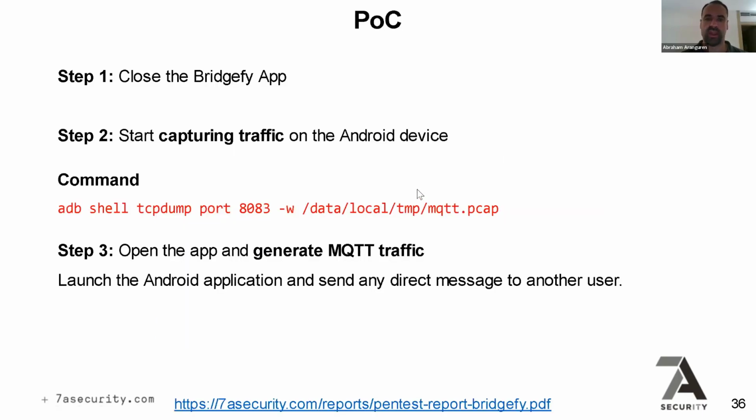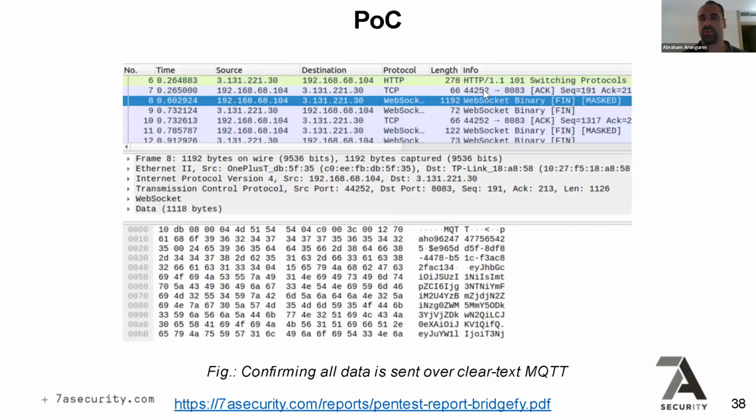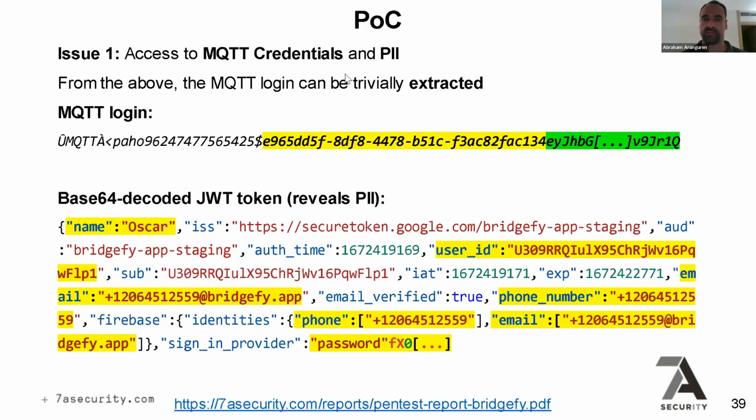You can capture the traffic, generate some MQTT traffic by exercising the application. So we captured the clear text traffic, and then when you inspect it, you could base64 decode the JWT token. You should always base64 decode JWT tokens. And in here, you can see we have the phone number of the user, the password, and other stuff that people should not be able to see, right?